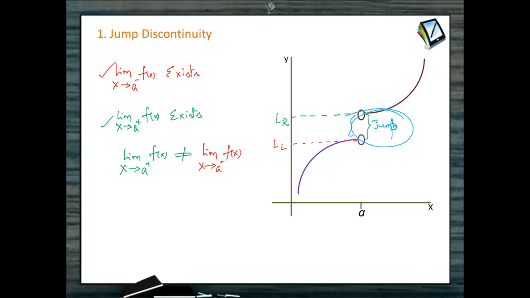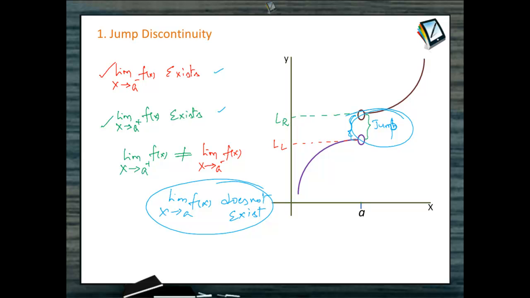Now this jump is creating the discontinuity by non-existence of the final limit. Limit x tends to a of f of x does not exist, isn't it? Because the left-hand and right-hand limits are not equal, the final limit does not exist. That's why we cannot make it equal to f of a. If you look at the graph, I did not mention f of a, but this discontinuity cannot be removed, right? So a jump discontinuity arises when both the right-hand limit and left-hand limit exist, but they are not equal. And jump discontinuity is definitely an essential discontinuity.